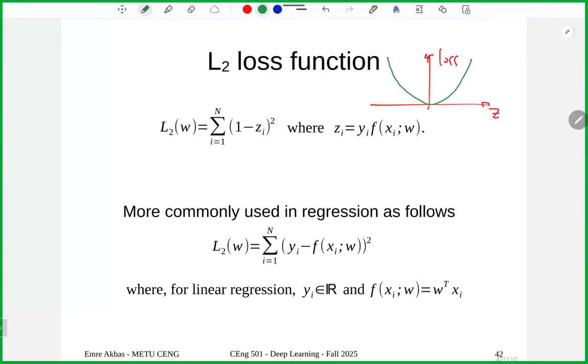Is that correct? It should be? Yes, it would be shifted to here, right? Yeah, it would be shifted, but the shape will be a quadratic. So we do not use this with classification, but this is commonly used in regression when you want to predict a continuous value. Yes, this is a very widely used valid loss function.